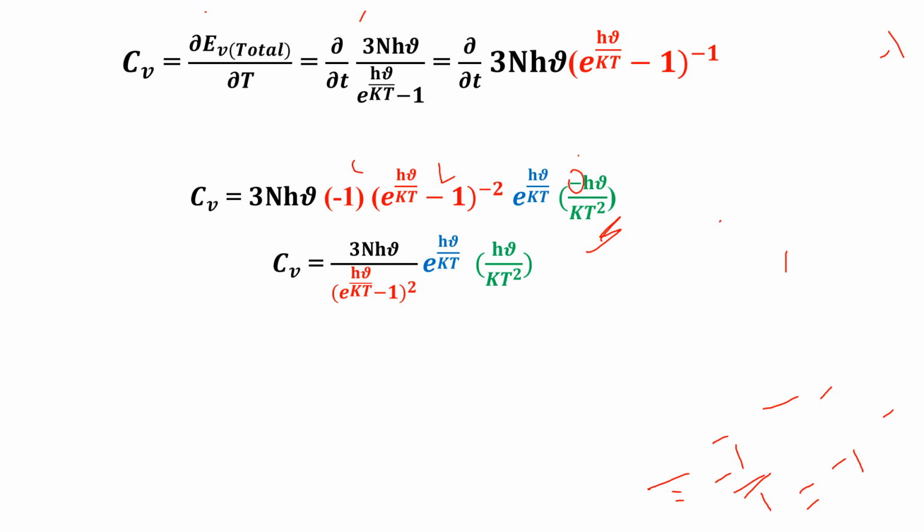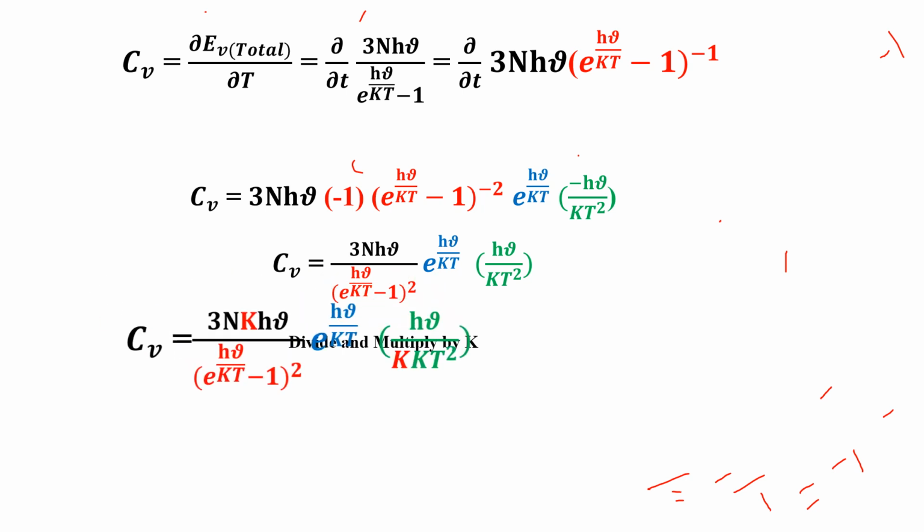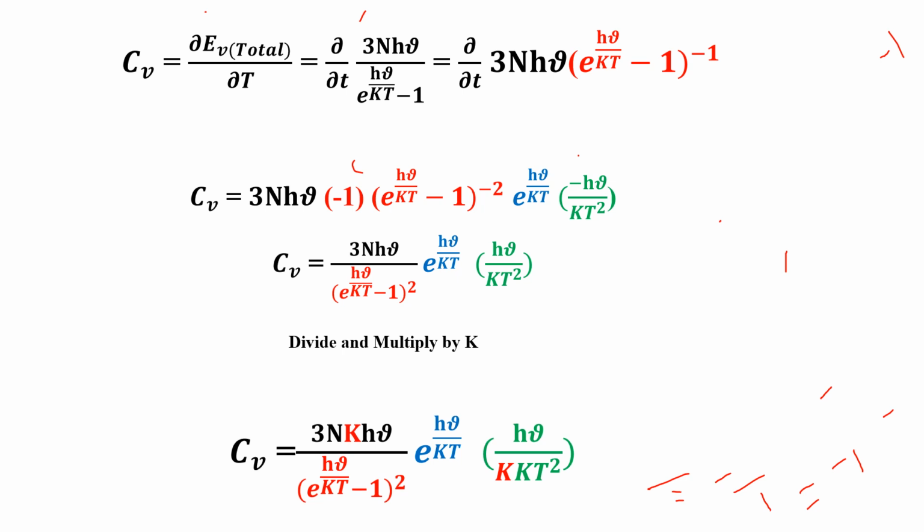So now we can see, we can divide the k with divide and multiply k in this above CV value. So when you do like that, I have highlighted the k in the numerator and denominator in red color.